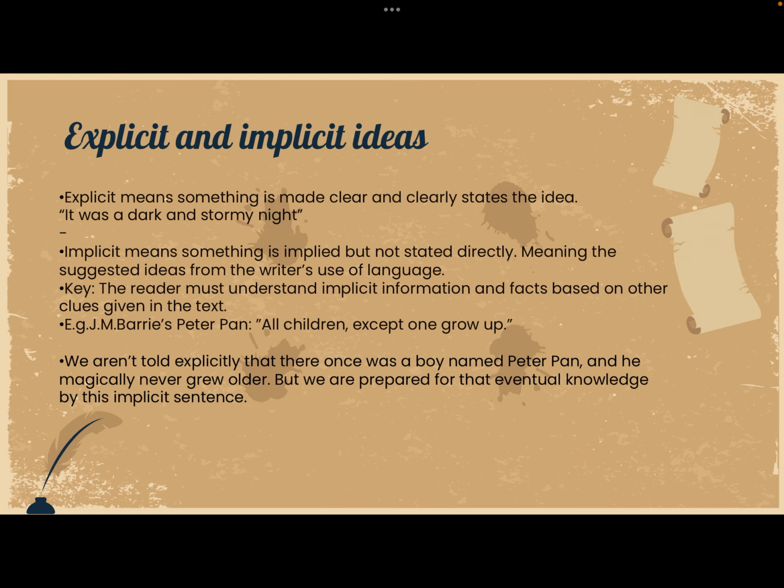For example, from J.M. Barrie's Peter Pan, all children except one grow up. So this gives us the idea that Peter Pan is the only child that grows up. So most of the children remain children and Peter Pan is the only one that's growing up. Now we aren't told explicitly that there was only one boy named Peter Pan and he magically never grew older, but we are prepared for that eventual knowledge by this implicit sentence.